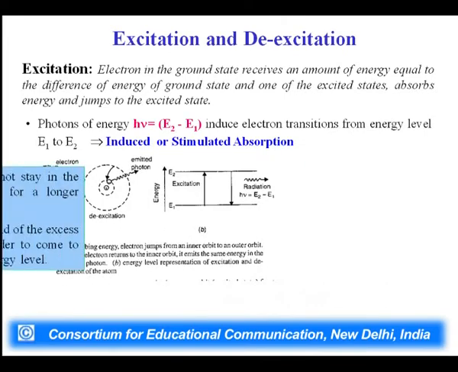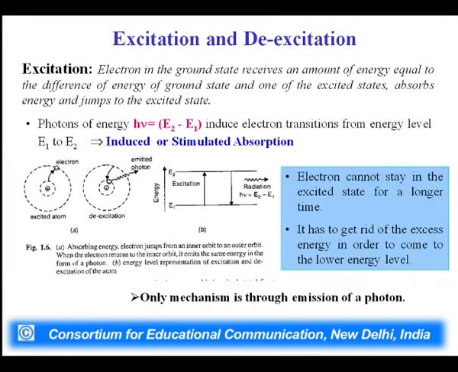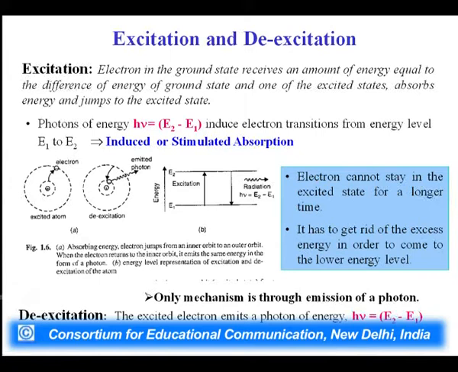It means by using this we can define the excitation and de-excitation. If the molecules or the atoms are at the higher level, then they will be excited and may be de-excited. Excitation: what is excitation? An electron in the ground state receives an amount of energy equal to the difference of energy of the ground state and one of the excited states, absorbs the energy and jumps to the excited state.